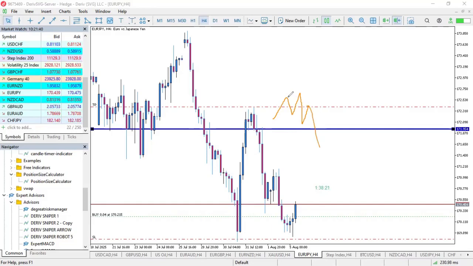So we have sweep of liquidity here, which is this one here, and then we have market structure shift, which is this small candle here. Okay, and then price came back again into that fair value gap. That is this candle you are seeing here. Is that clear now? So instead of going down to the lower time frame, you can see all of these things from the higher time frame.